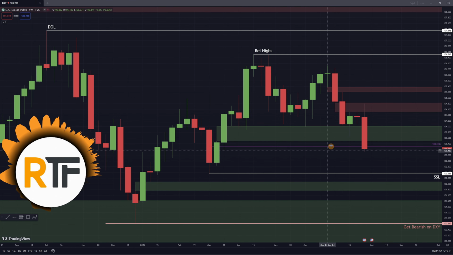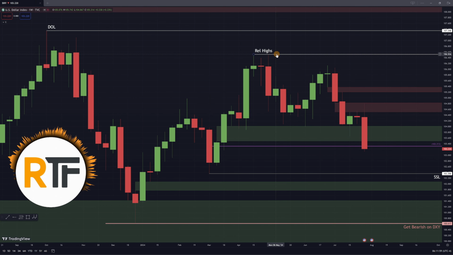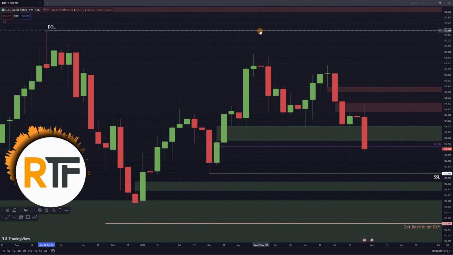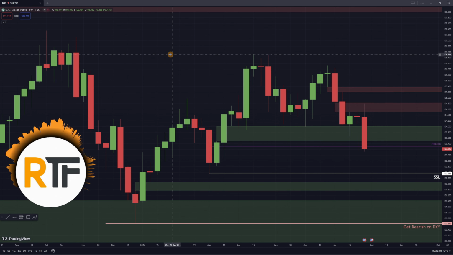So because of that, I am no longer looking for the relative highs to be reached, nor the drawn liquidity above these old relative highs. Instead, I'm thinking price will come down and take the sell side below the swing low and come back into this lower fair value gap. So currently I am going to be bearish on the dollar index.